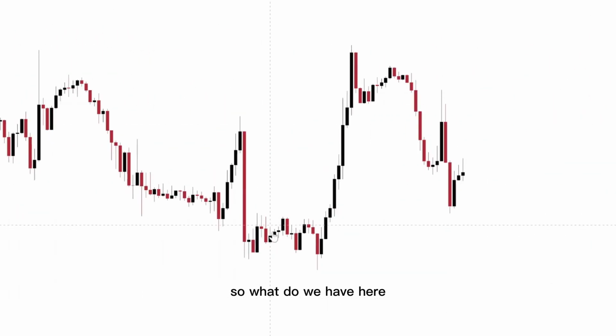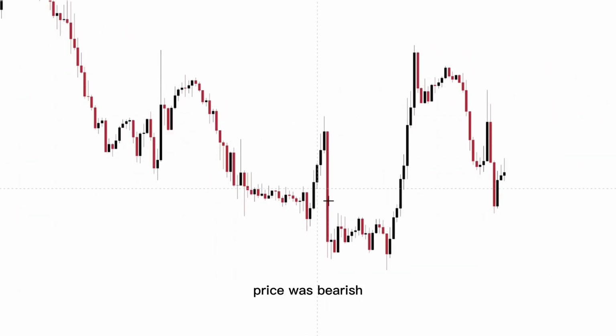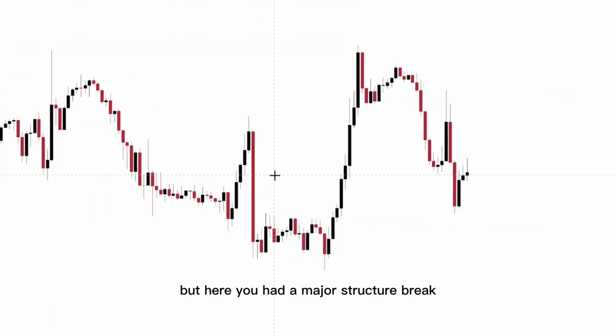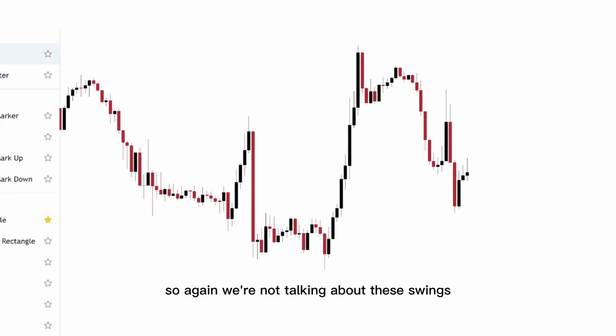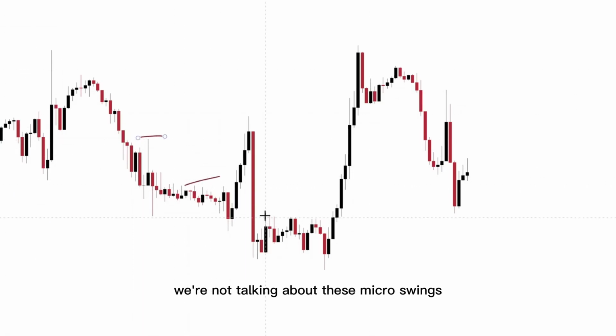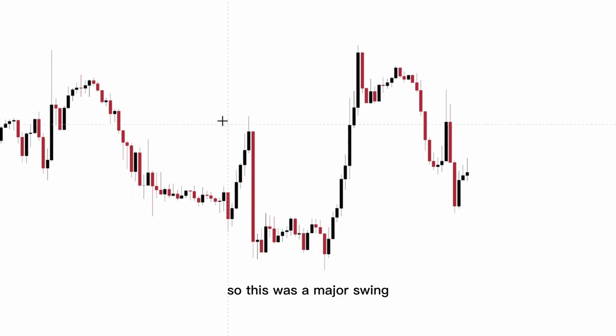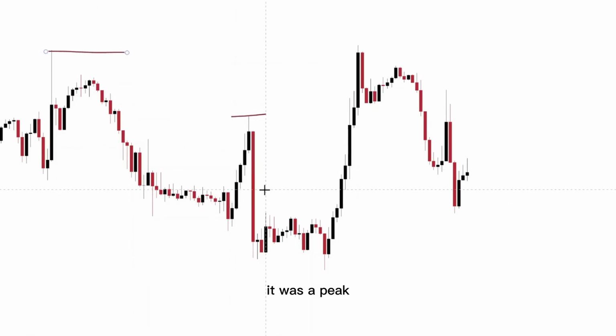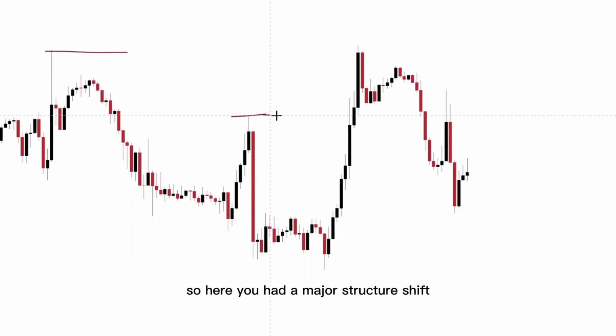So what do we have here? Price was bearish, but here you had a major structure break. So again, we're not talking about these swings, we're not talking about these micro swings, we're talking about our major swings. So this was a major swing, just like this was a major swing. It was a peak. So here you had a major structure shift.